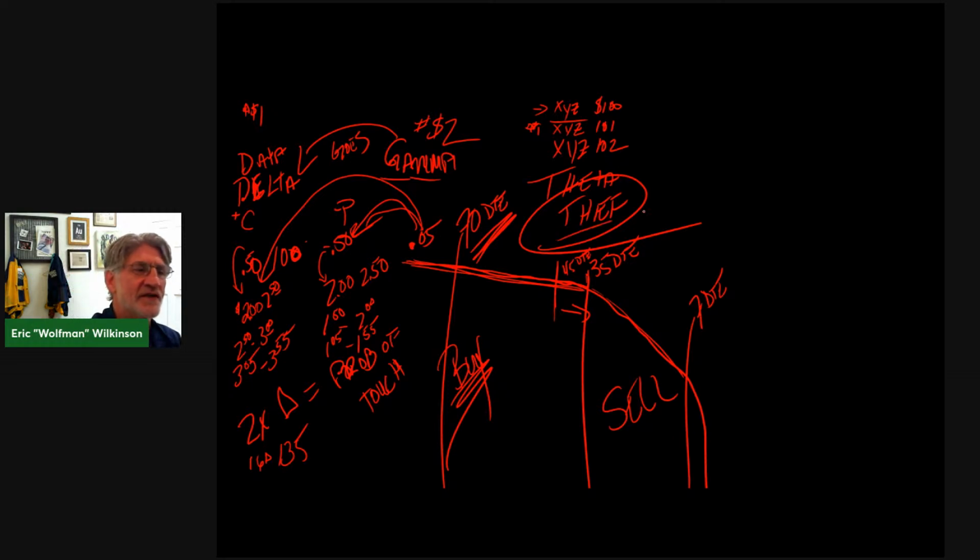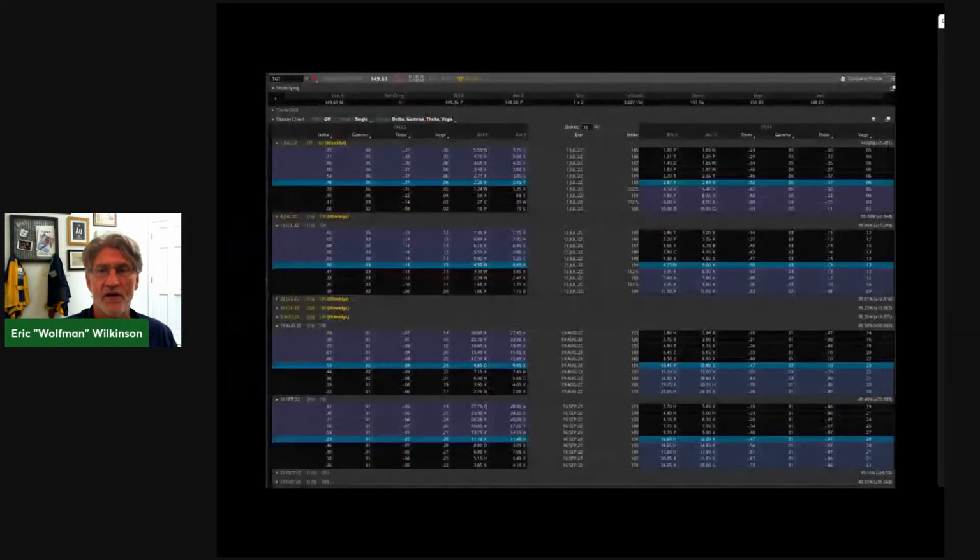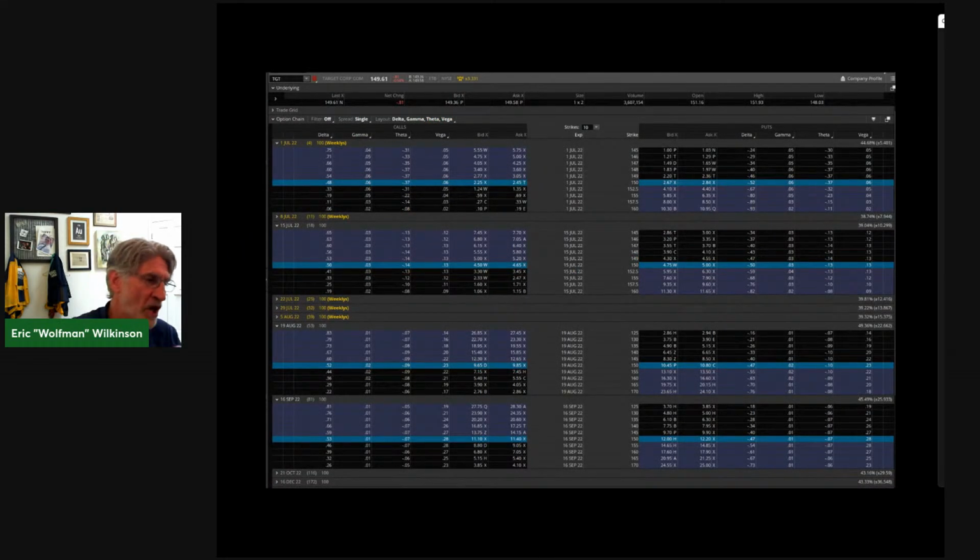Theta, this thief, is getting rich off of it. So we want to take advantage of Theta in the sell zone and limit theta as much as we can in the buy zone. And I'll show you how fast this starts ramping up, because it literally looks like a couple pennies a day, and then all of a sudden it goes bonkers.